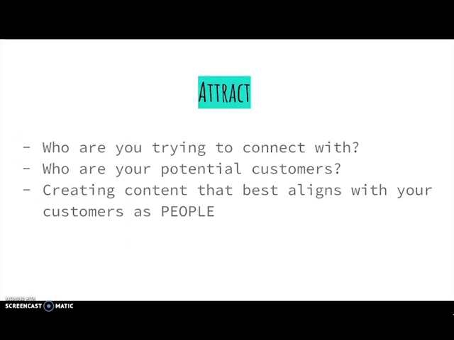In the attract stage, the main question that you should consider is, who are you trying to connect with? And in short, who are your potential customers? Once you have identified the people that you are trying to target, you can then establish buyer personas, which I will go in more depth about in a minute, and then create content that relates to the context of your potential customers. By understanding who you're trying to connect with, you can create content that best aligns with your customers as people.